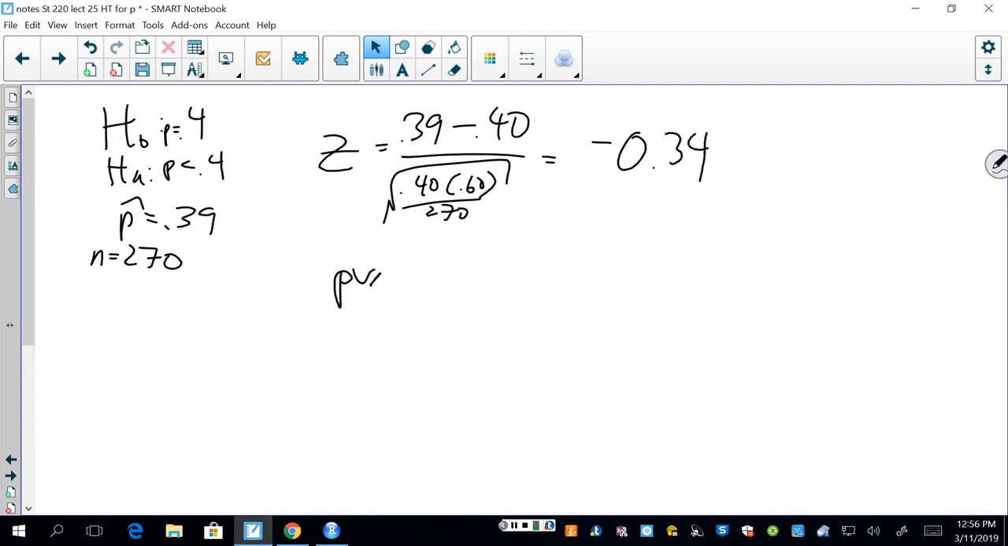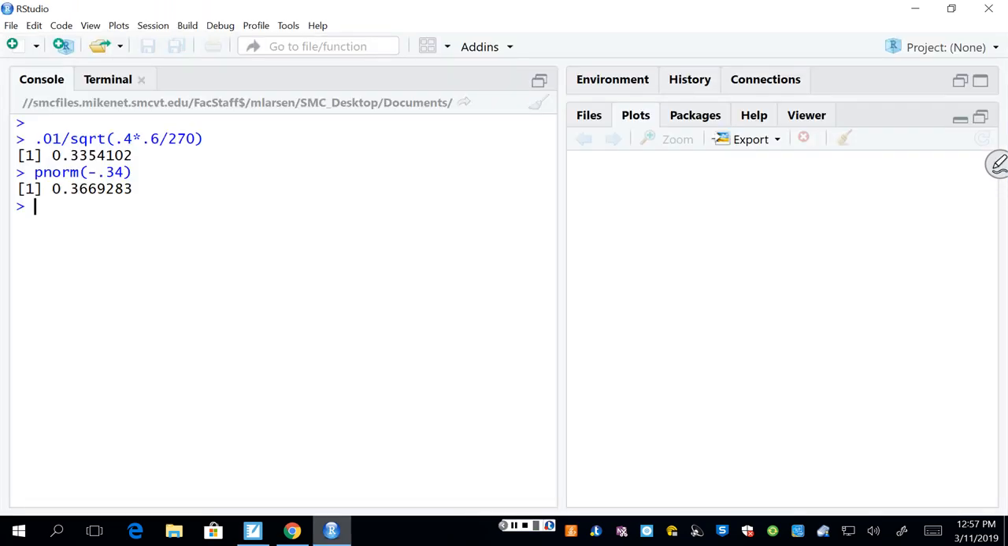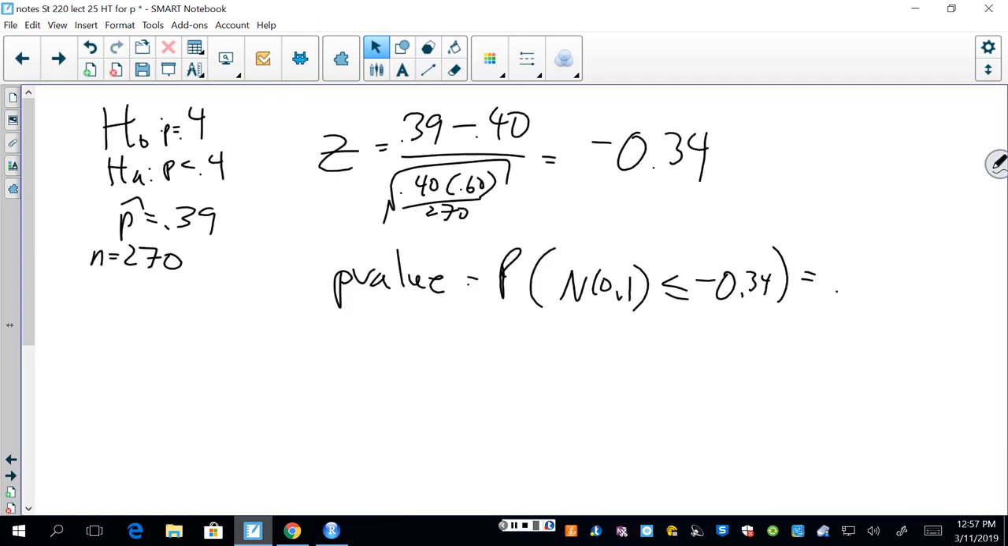And the p-value, the probability that a standard normal variable is less than or equal to negative 0.34, was about 0.37. So again, even though p hat's a little bit less, we can't say that it's statistically significantly less because it's pretty close, and our sample size limits how much of a difference we can actually detect.